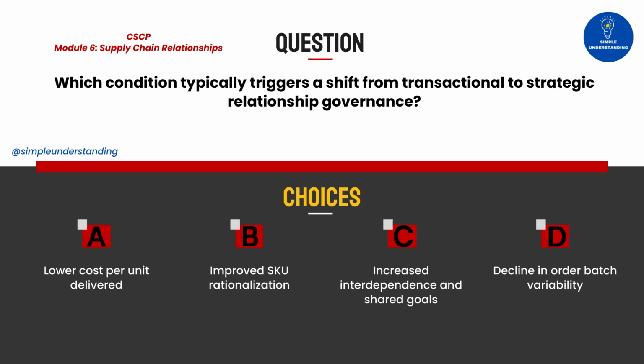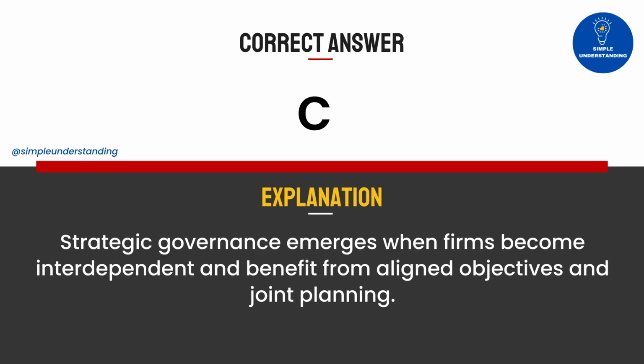11. Which condition typically triggers a shift from transactional to strategic relationship governance? A. Lower cost per unit delivered. B. Improved SKU rationalization. C. Increased interdependence and shared goals. D. Decline in order batch variability. Correct answer: C. Explanation: As organizations grow interdependent, strategic collaboration becomes necessary to manage mutual outcomes effectively.